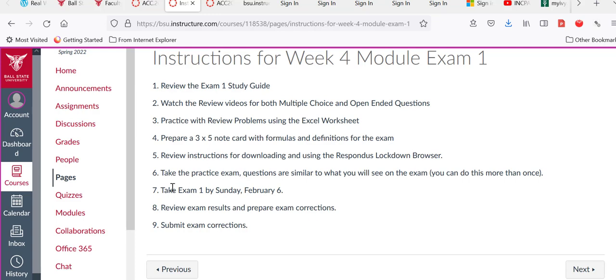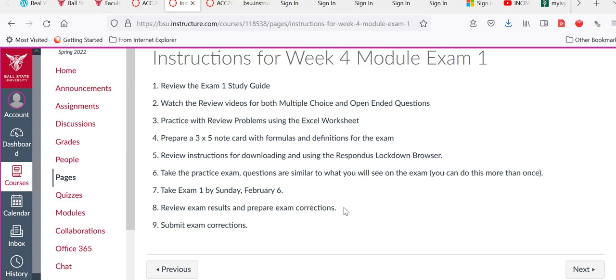understanding for the test. And then you'll need to take exam 1 by Sunday, February the 6th. That exam will become available on Wednesday, tomorrow, February the 2nd, and it'll be available until Sunday, February the 6th at 11:59 p.m.